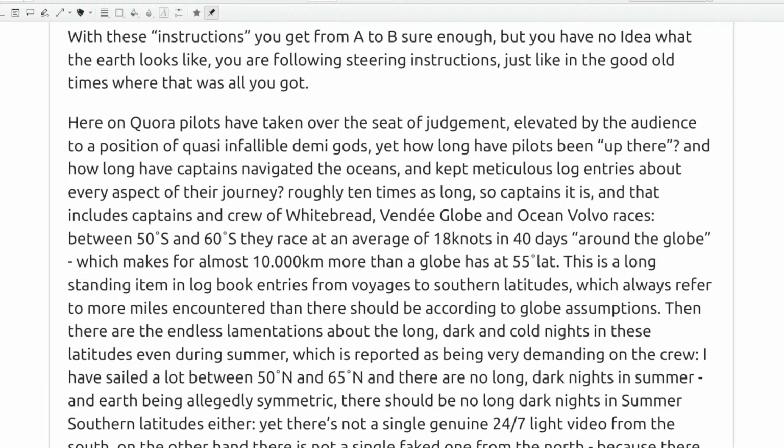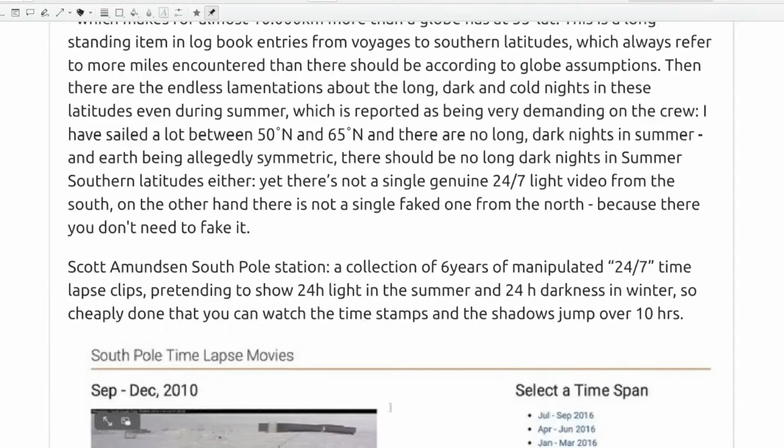I have sailed a lot between 50 degrees north and 65 degrees north, and there are no long, dark nights in summer. And Earth being allegedly symmetric, there should be no long, dark nights in summer in southern latitudes either. Yet there's not a single genuine 24/7 light video from the south. On the other hand, there's not a single faked one from the north, because you don't need to fake it.